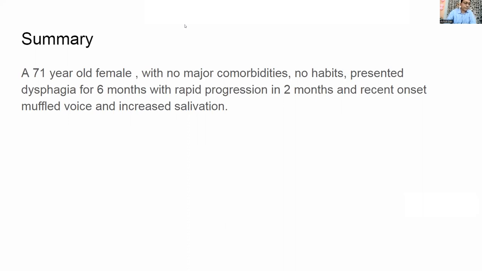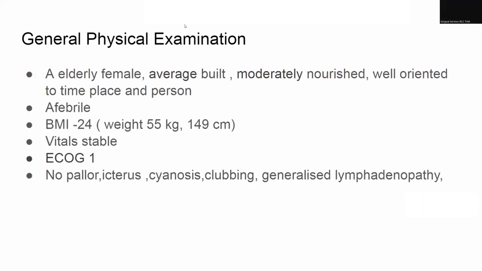Please go ahead. Coming to the examination part, first is general physical examination. The patient is an elderly female, average built, moderately nourished, well oriented to time, place, and person. She is afebrile, with a BMI of 24. Her vitals are stable. ECOG performance status is 1. There is no pallor, icterus, cyanosis, clubbing, generalized lymphadenopathy, or pedal edema.